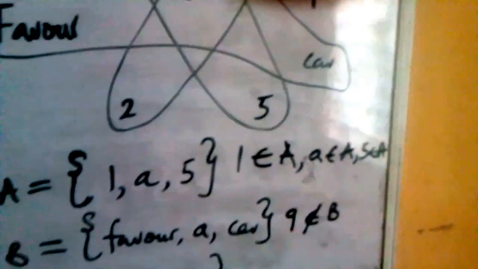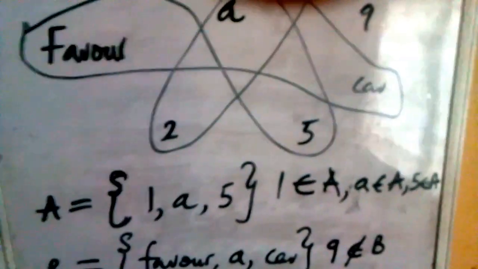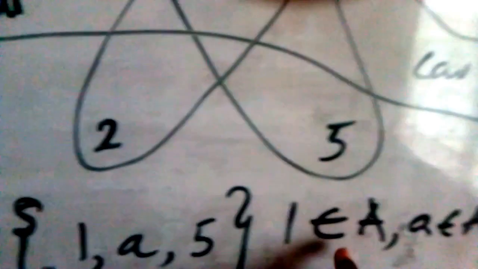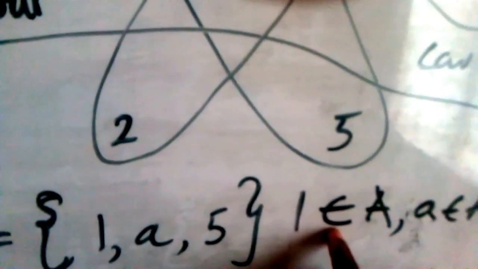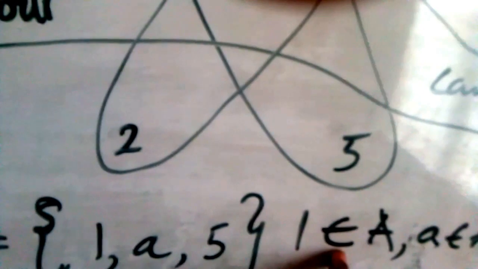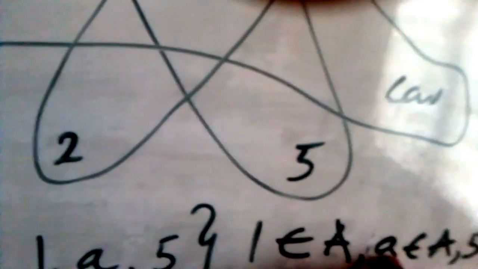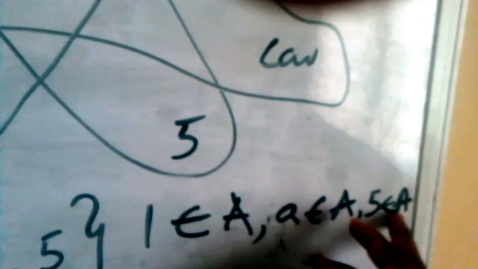So we have some notations and symbols you need to be conversant with. For example, this symbol that looks like E here stands for element. It means that you are saying that 1 is an element of set A. This one is also telling you that A is an element of set A, and also 5 is an element of set A.